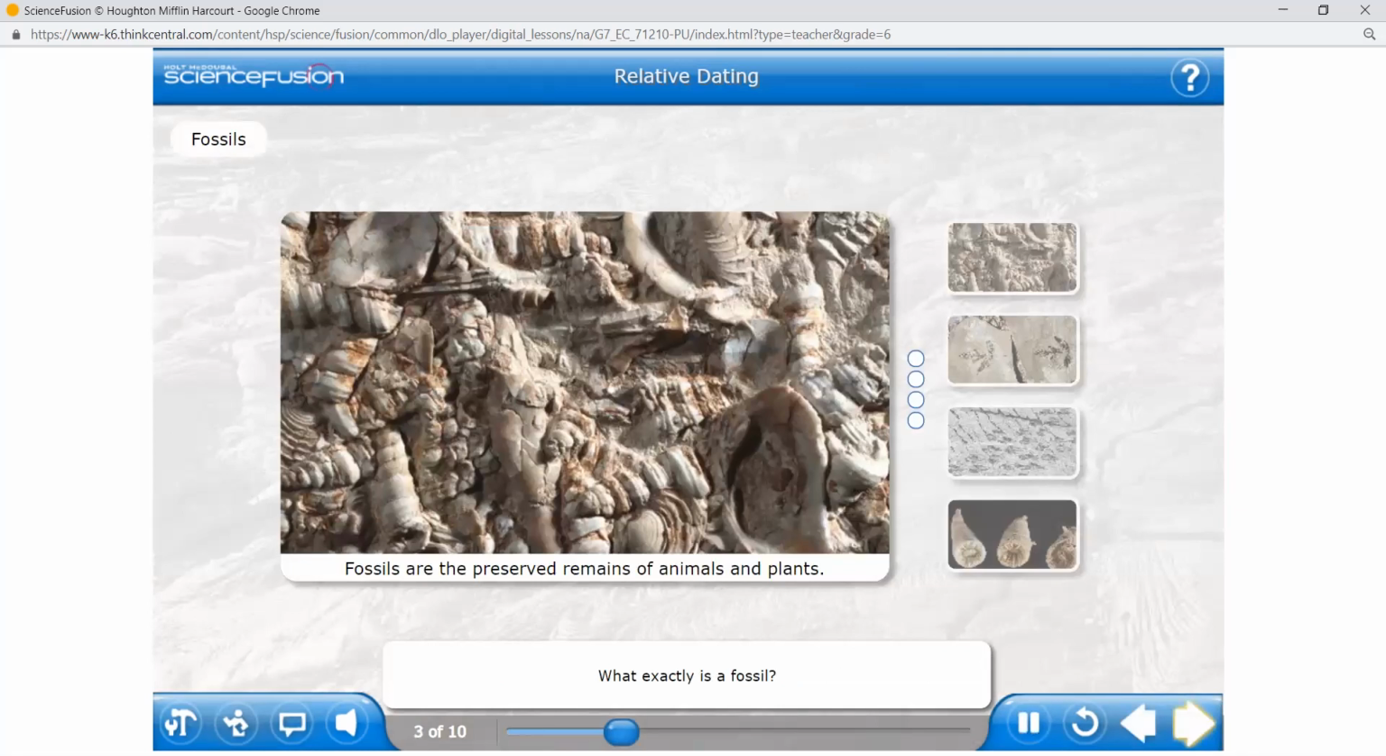What exactly is a fossil? Fossils are the preserved traces or remains of organisms that lived long ago. Fossils are most often preserved in sedimentary rock. Click the pictures to find out more about how fossils form and what we can learn from them.